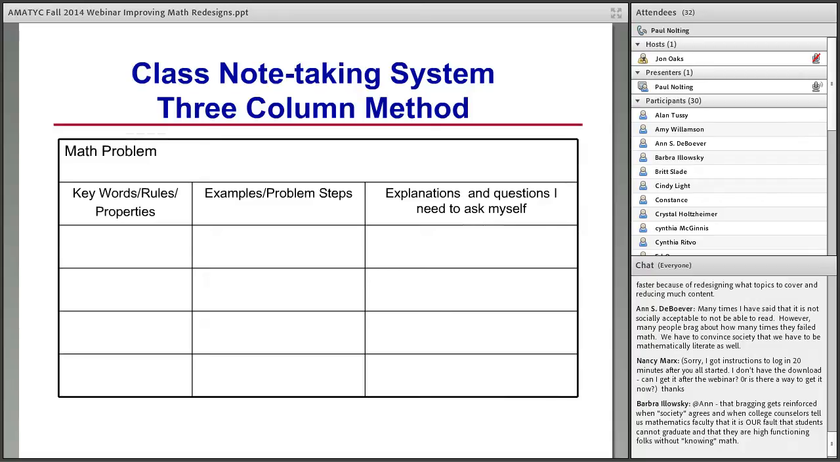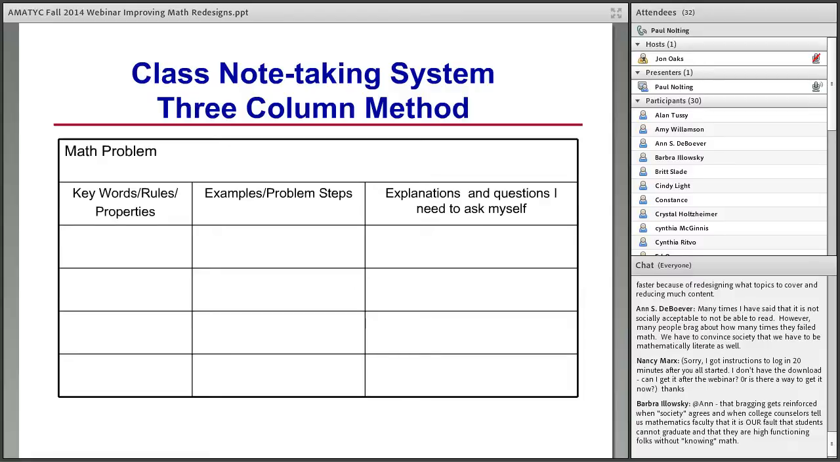When we get into the note-taking systems, here's my famous one. You got key rules and properties over here, examples over here, explanations over here. I actually do this in the classroom. I will start off doing the examples, and then I'm telling them we're doing a note-taking system, and I'll put this on the board, and I'll ask them about the keywords, ask them about the explanations, and I'll do this for a week or so.